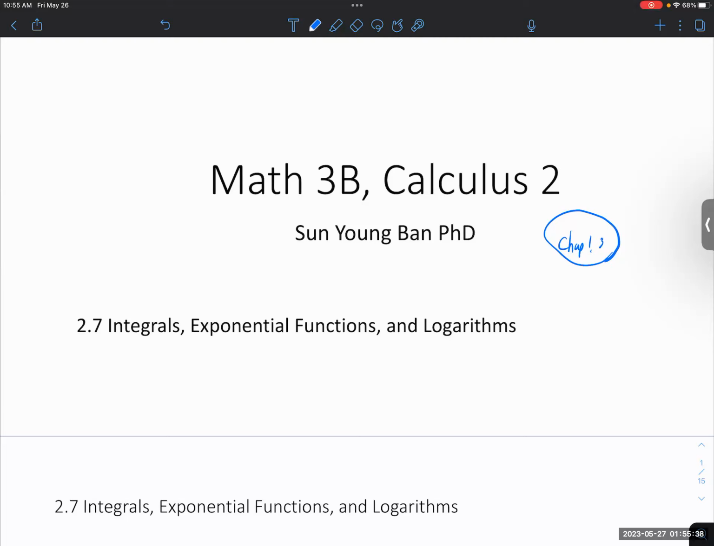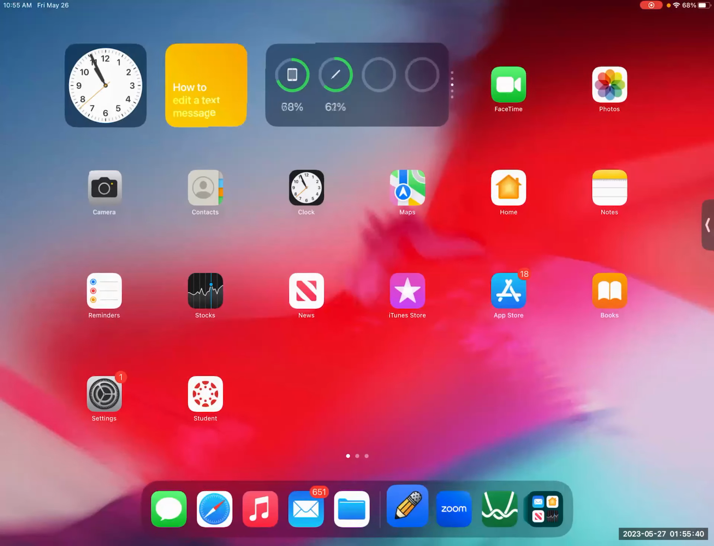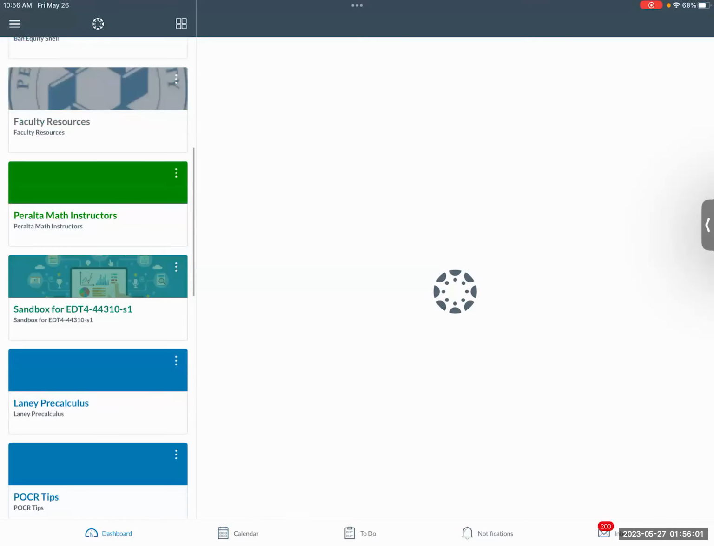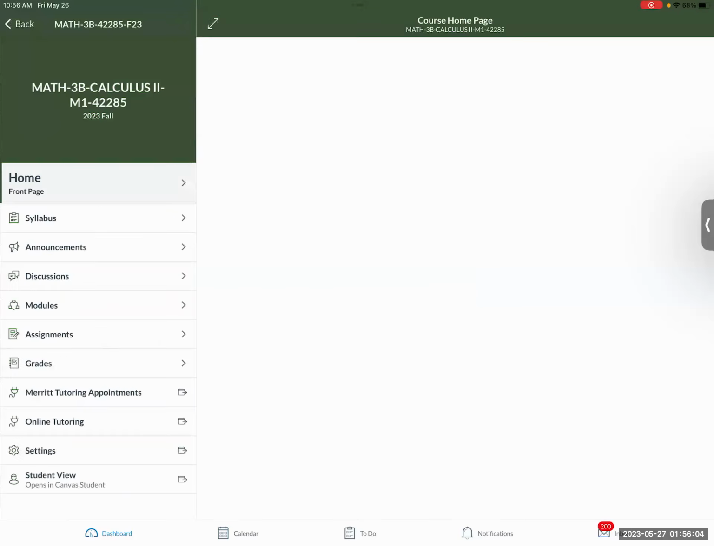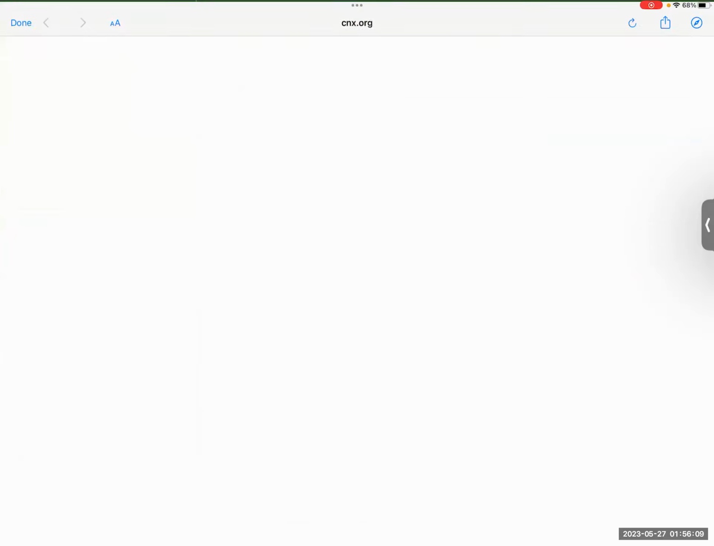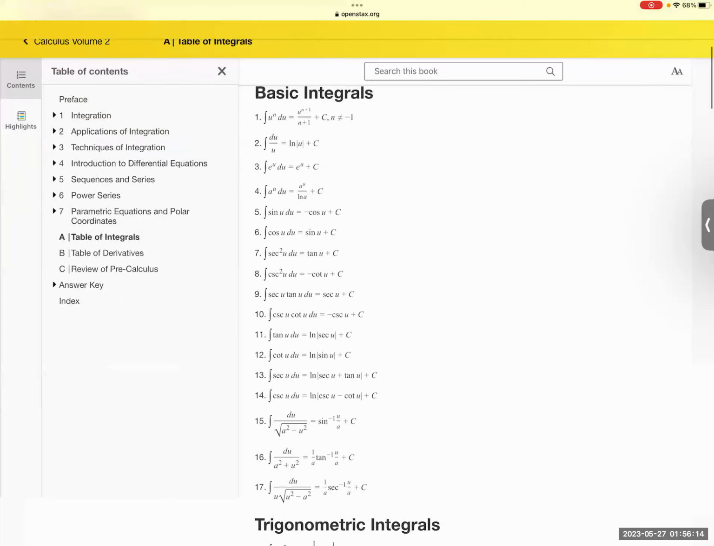If I go to Canvas quickly, I want to share the techniques we learned. If you go to Canvas and click Module, it's a little bit slower. Let me show you where you can find the table in our module. We have Math 3B. If you click Module, right there, Integral Table. Click, and in this page you have a lot of integral techniques.